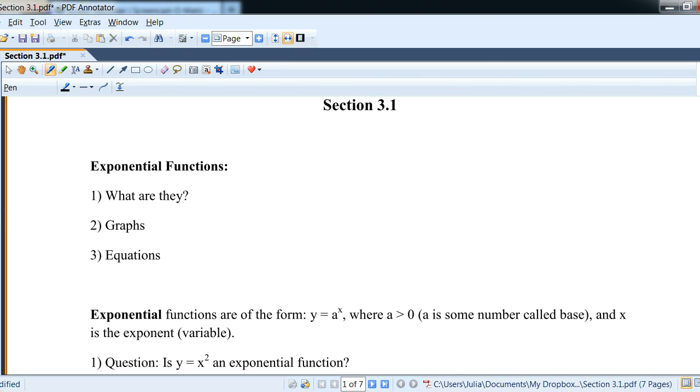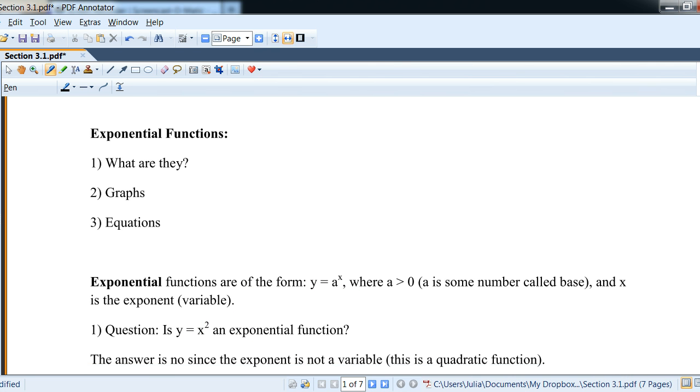So there are some questions we ask: is y equals x squared an exponential function? Would it be of this form? Well, the answer is no, because it looks like a polynomial, a quadratic function. It's y equals x squared. So the base is the variable, and the exponent is constant. It's the opposite of what we need.